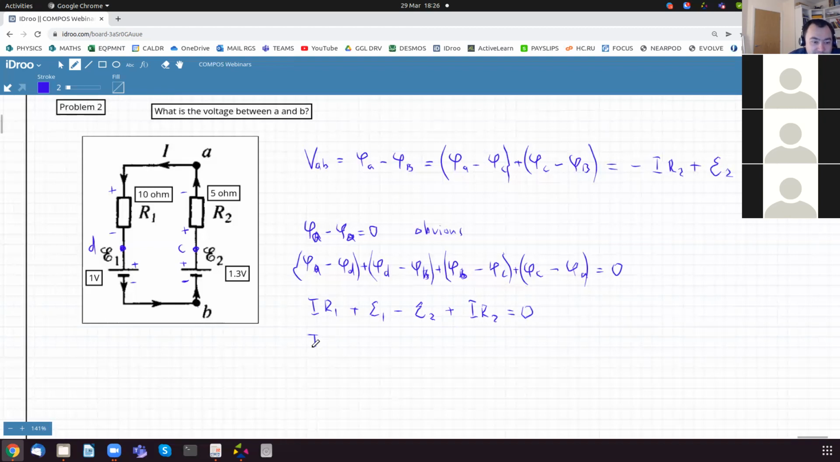So we can find I times R1 plus R2 is equal to EMF2 minus EMF1. So the current is the difference of EMFs. So it's E2 minus EMF1 divided by R1 plus R2, which is 1.3 minus 1 divided by 10 plus 5. And the answer is 0.02 amps.